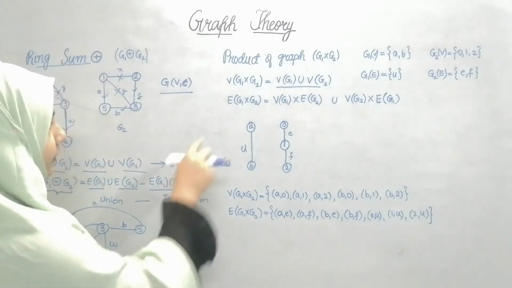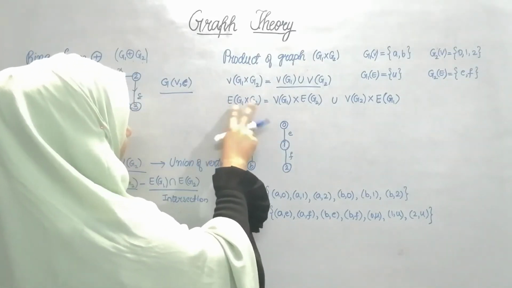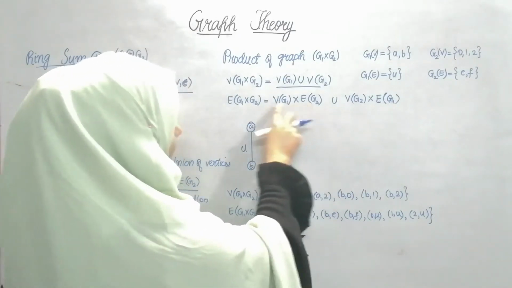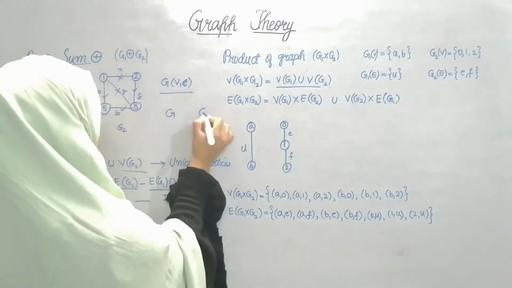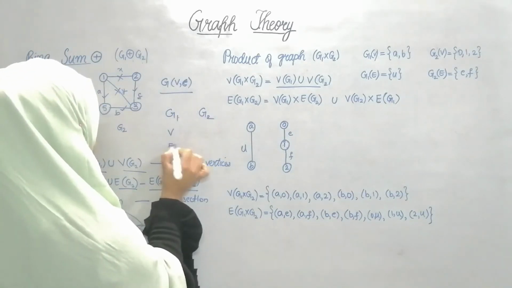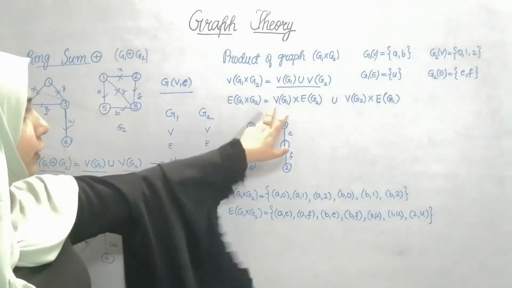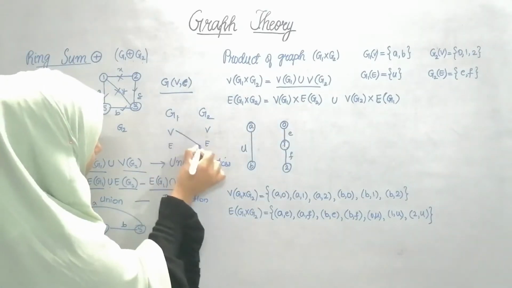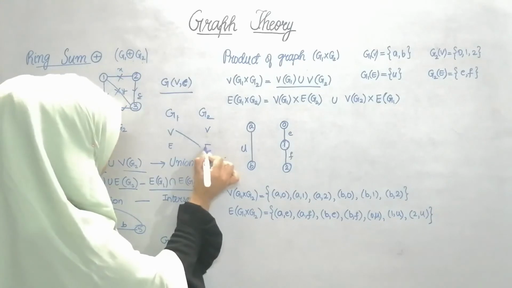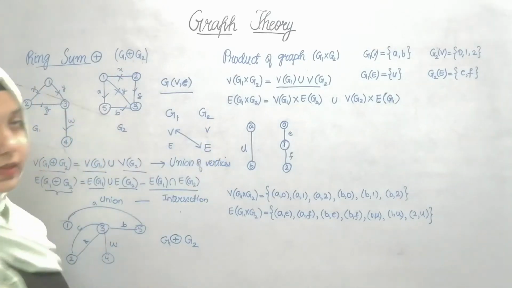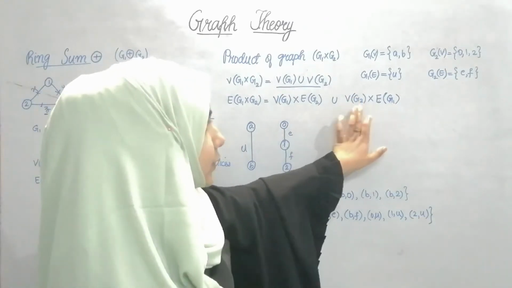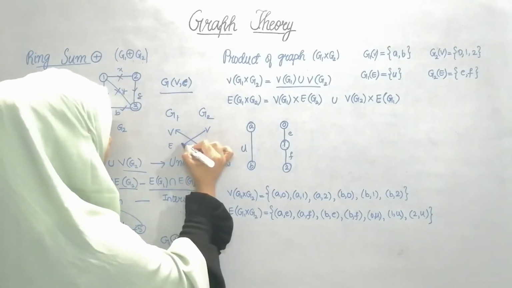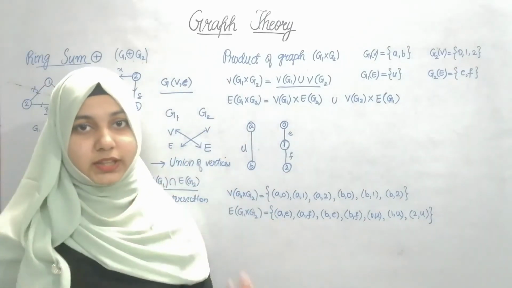Done. Next, let's come to the edges. When you are going to multiply the edges of G1 and G2, what happens here? V of G1 into E of G2. That is, G1, G2, vertices, edges, vertices, edges. So you are going to multiply the vertices of G1 with the edges of G2. Then vertices of G2 will be multiplied with the edges of G1. That is the opposite. Cross multiplication will take place.